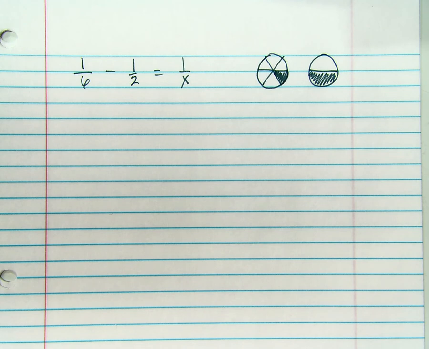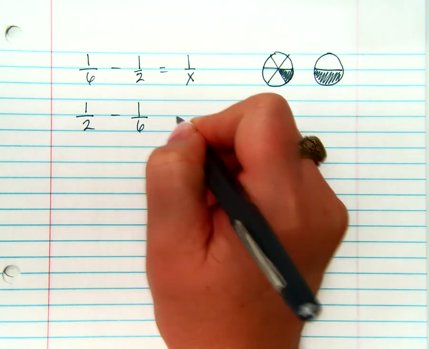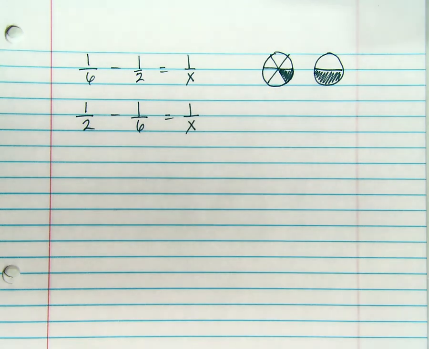We cannot, can we? So I agree with you that one of them is negative and one of them is positive, that we need to be subtracting, but which one should we subtract from which one? The smaller from the bigger, right? So we should be saying 1/2 minus 1/6 equals 1 over x.